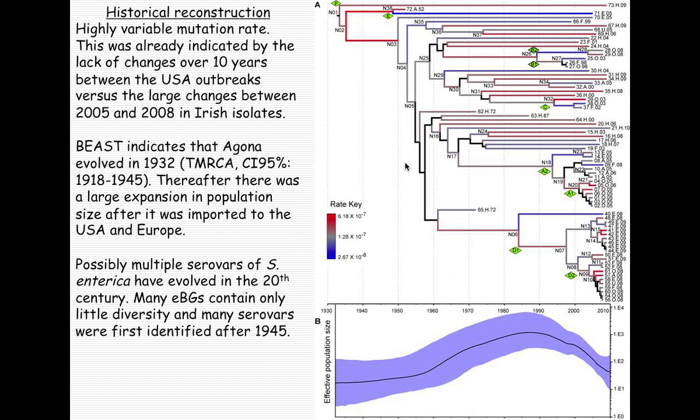What we have reconstructed is there's been a population expansion in the 80s and 90s, fitting with the importation into the USA and Europe in the 60s, and then a subsequent decrease, and that the origin of all of the Agona that we have is down about 1930. There's two branches, off screen here, up here that are very much older, but they haven't been very successful. Most of modern Agona is concentrated in here.